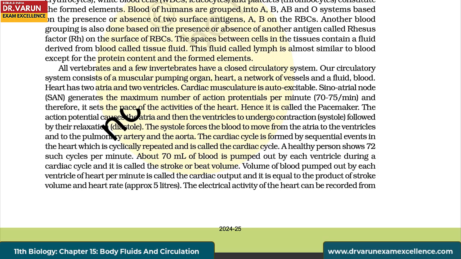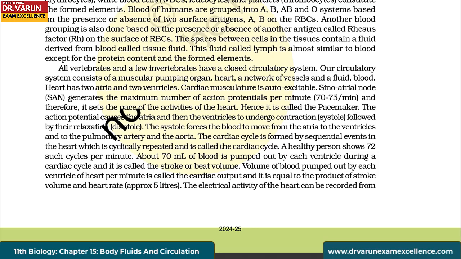The action potential causes the atria and then the ventricles to undergo contraction or systole, followed by their relaxation or diastole. The systole forces the blood to move from the atria to the ventricles and to the pulmonary artery and the aorta. The cardiac cycle is formed by sequential events in the heart which are cyclically repeated. A healthy person shows 72 such cycles per minute.